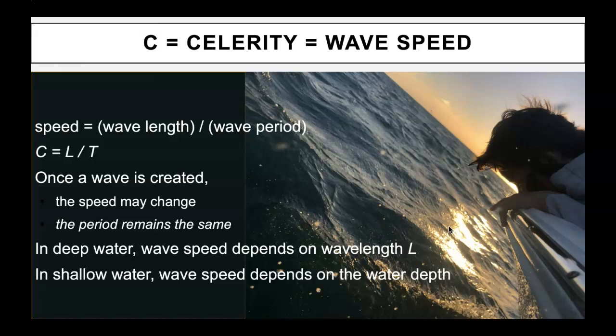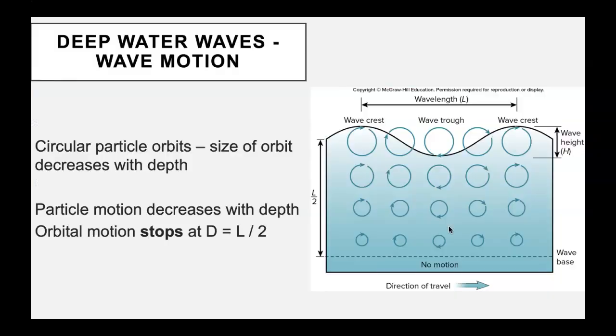Once a wave is created, the speed may change, but the period stays the same. Once that's set up for a wave, it stays the same. In deep water, the wave speed is going to depend on the wavelength. In shallow water, remember, we're interacting now with the sea floor, so the actual speed of the wave is going to depend on how deep the water is.